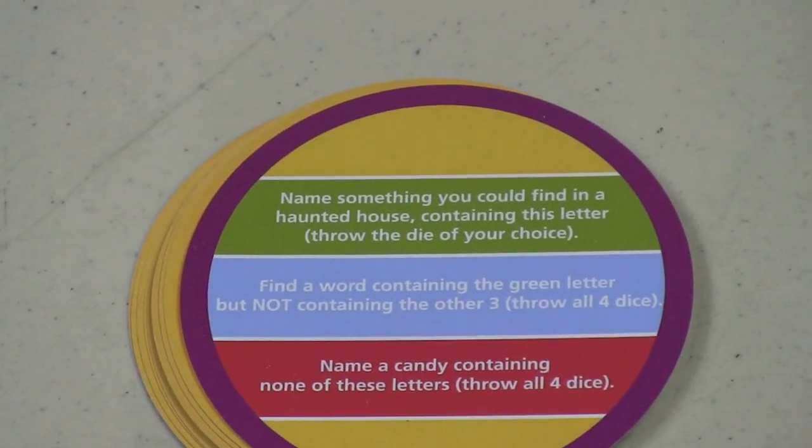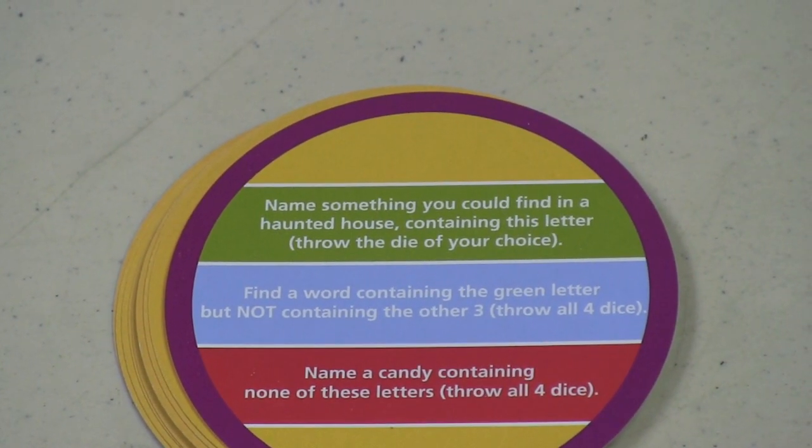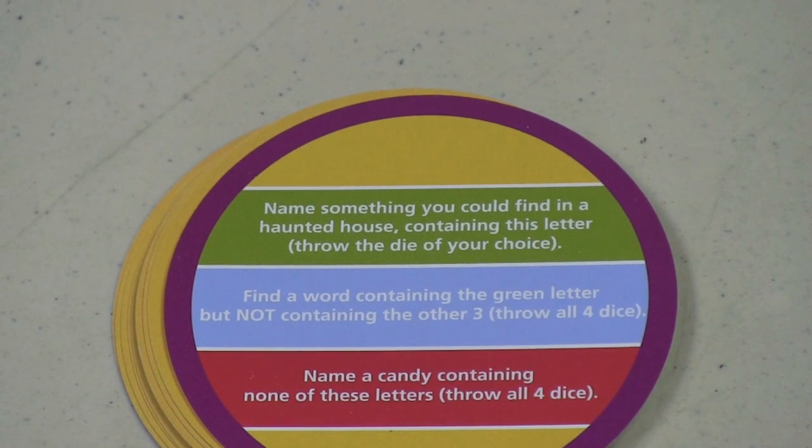But here you can see, name something you find in a haunted house. Find a word containing the green letter, but not containing the other 3. Name a candy containing none of these letters. And so basically, they're asking you to find words that have letters, that don't have letters, that have one letter but not the others. Most of the questions are like that, and it's a good spelling game. Let's get to the review.